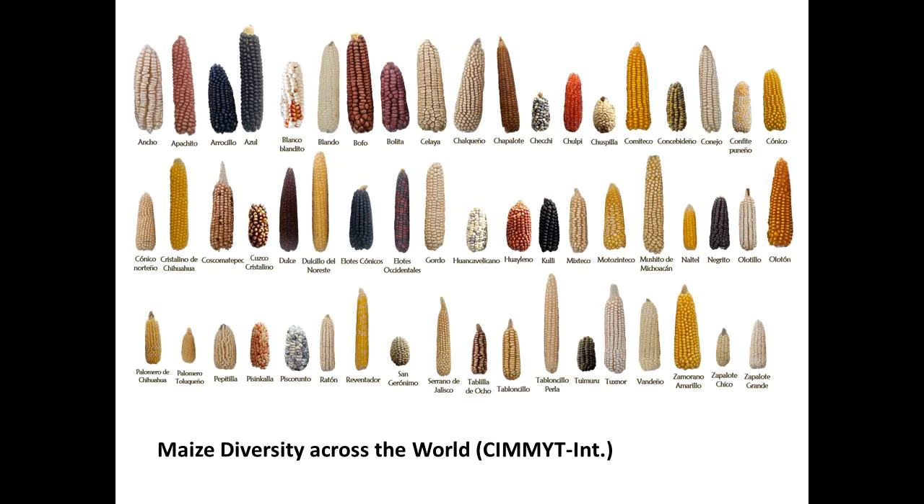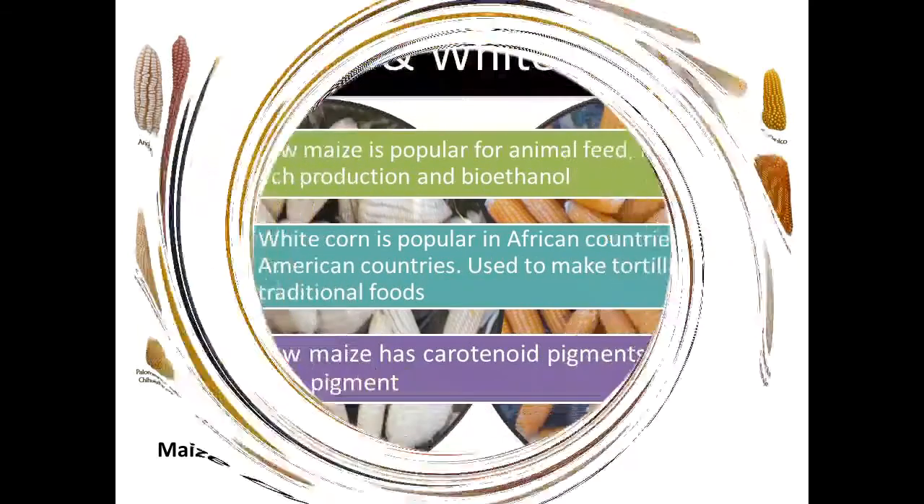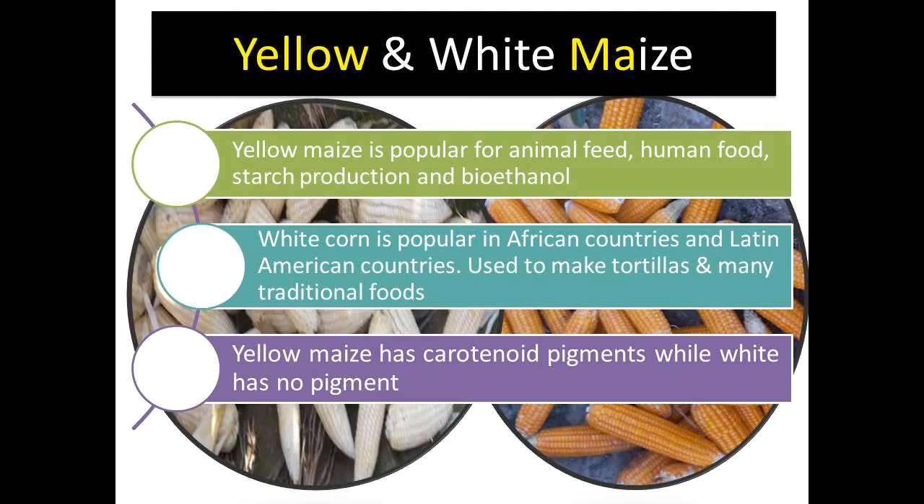Even within white there are many shades, and even within yellow there are many shades as well. Red type maize is also there, and even blue type. So we will discuss only the three important grain colors. Let's start. The most important are yellow maize and white maize.